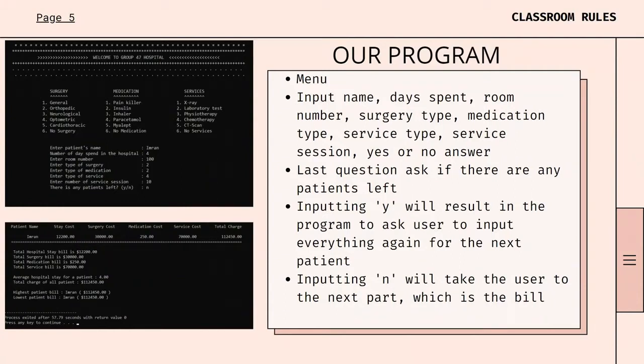Therefore, if the user inputs Y, it will result in the program asking the user to input everything again for the next patient. If the user inputs N, it will then take the user to the next part, which is the bill.